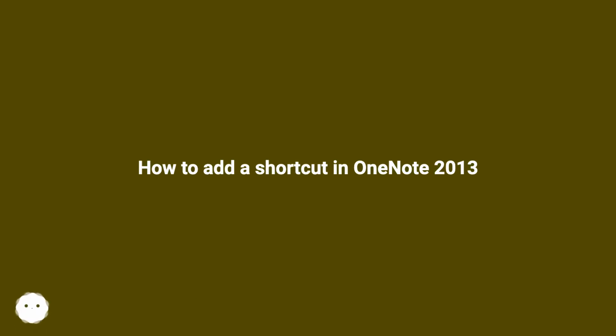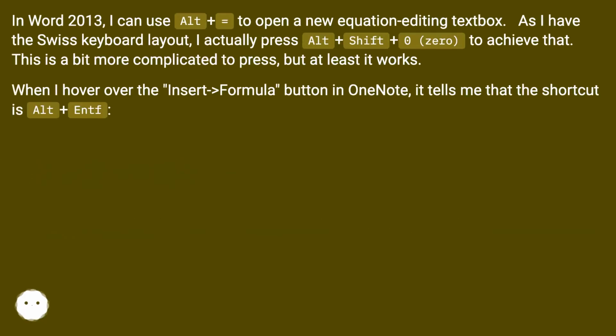How to add a shortcut in OneNote 2013. In Word 2013, I can use Alt plus equals to open a new equation editing text box. As I have the Swiss keyboard layout, I actually press Alt plus Shift plus 0, 0 to achieve that. This is a bit more complicated to press, but at least it works.